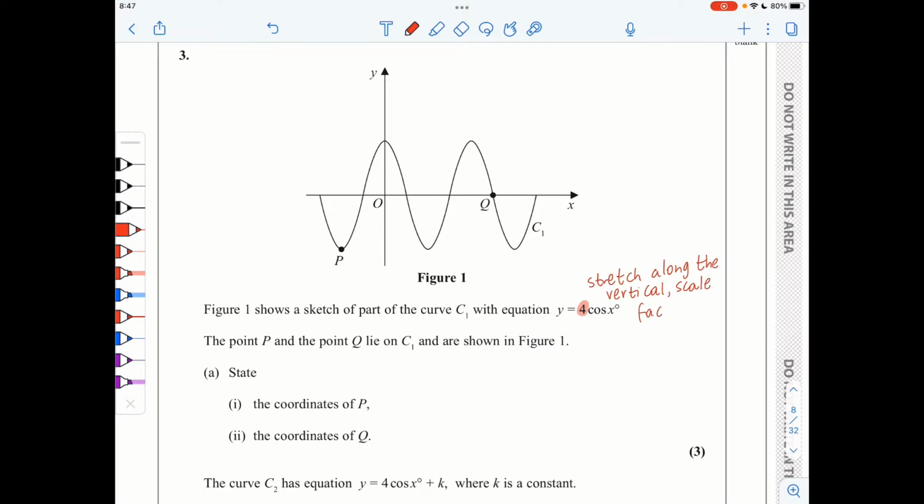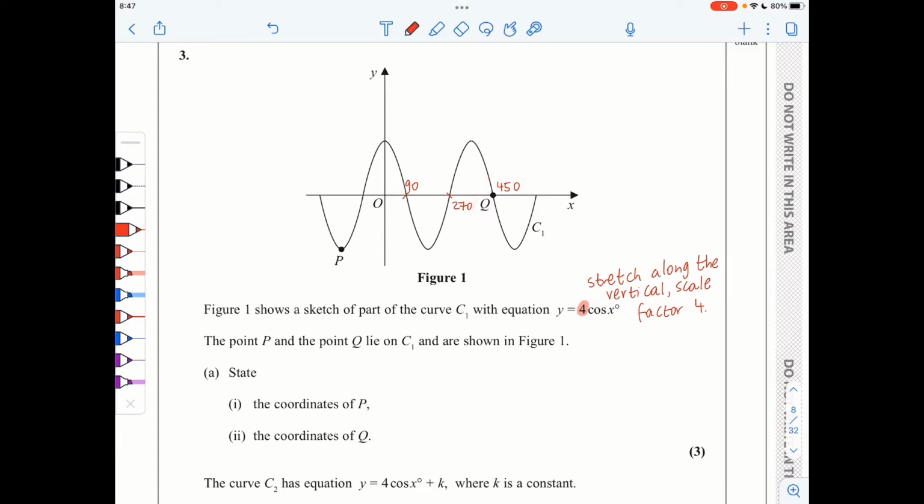We know that the cosine of x has a maximum at 1 and a minimum at -1. So the maxima now go to 4 and the minima go to -4. I also know that the cuts were originally at 90, 270, and then every 180 degrees. So the next one is here at 450. So I have actually just found the coordinates of Q.